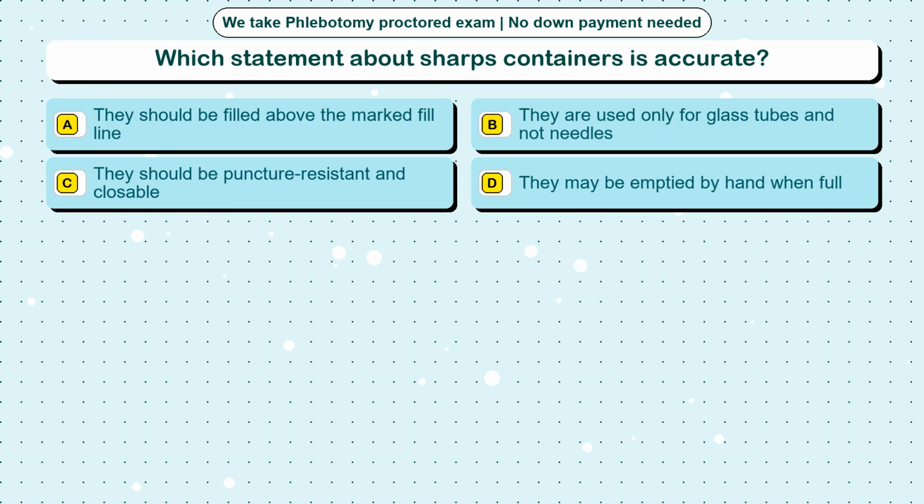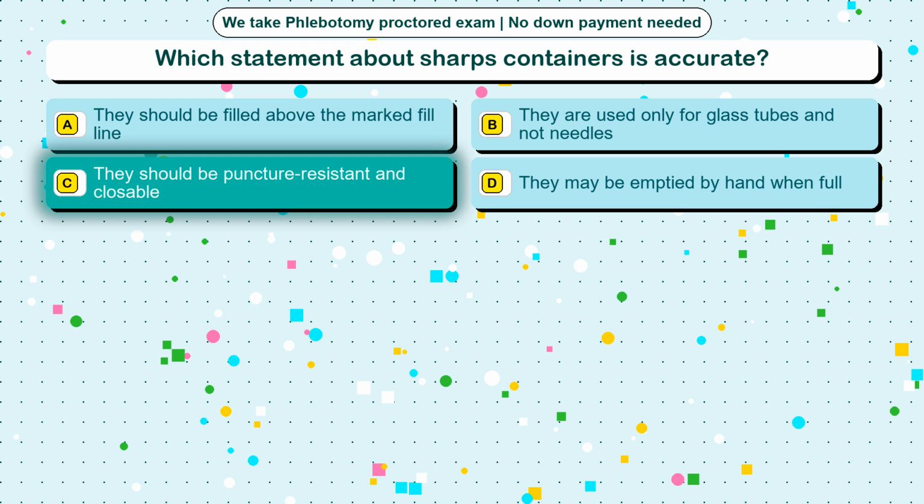Question 60. Which statement about Sharps containers is accurate? Option A. They should be filled above the marked fill line. Option B. They are used only for glass tubes and not needles. Option C. They should be puncture resistant and closable. Option D. They may be emptied by hand when full.